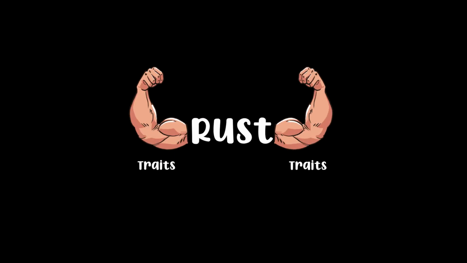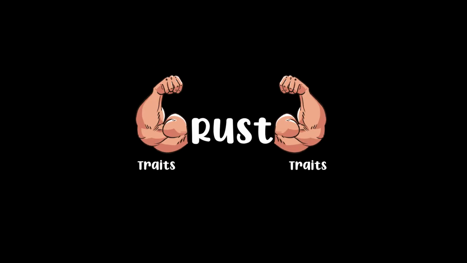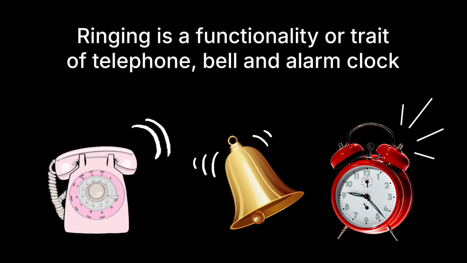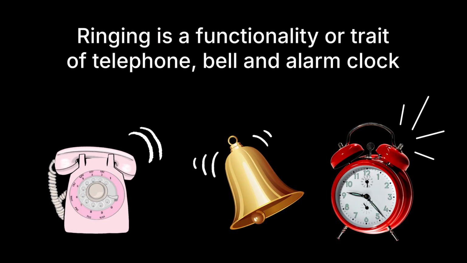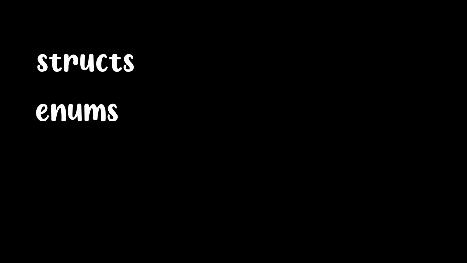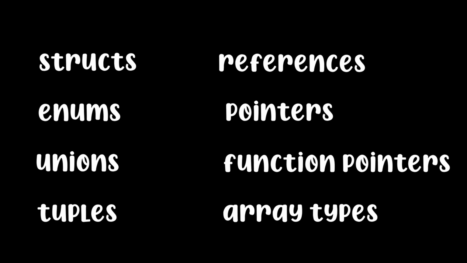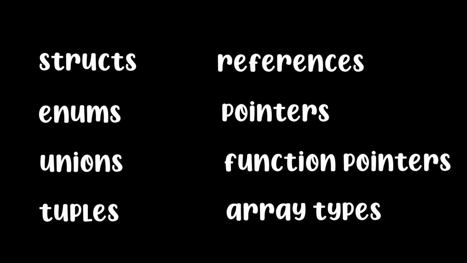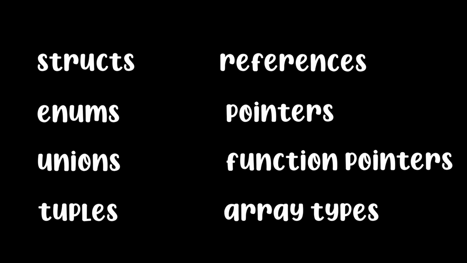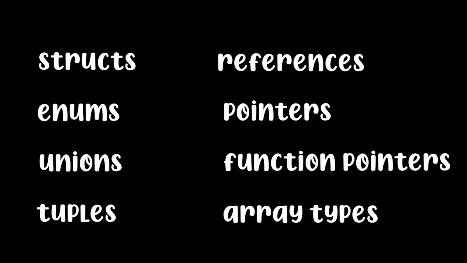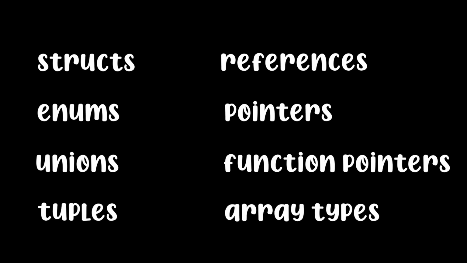Traits. A powerful feature in Rust helps to define functionality for a particular type, as well as share it with other types. By types, I mean the special types of data in Rust, like structs, enums, unions, tuples, references, pointers, function pointers, or array types. So each of these types can behave in a certain manner in the program, based on requirements. And that is exactly what traits help us to define.